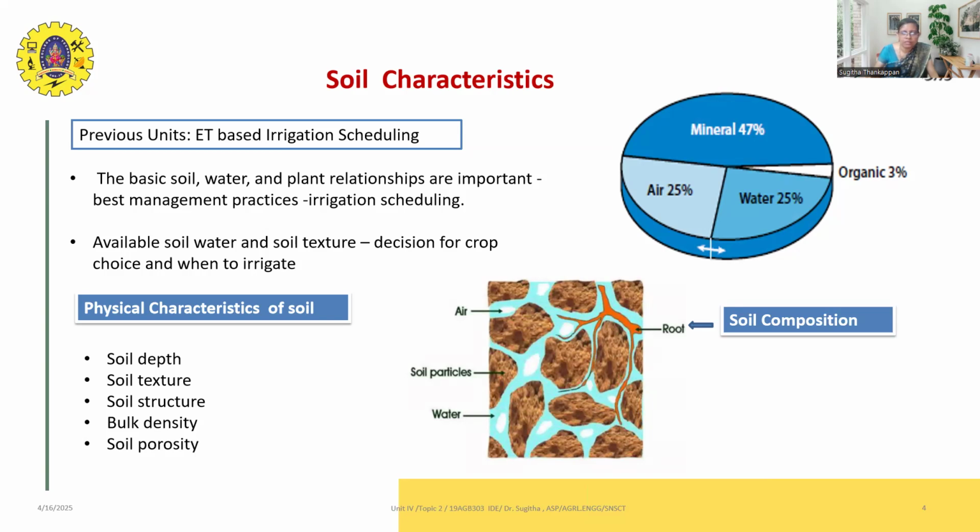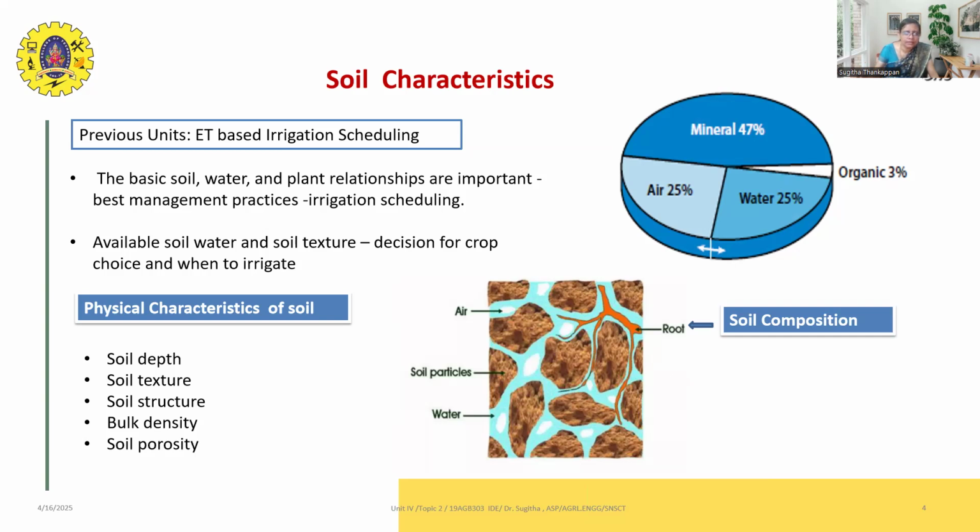Nowadays, many sensors are coming up to automate irrigation of the soil based on real-time monitoring. Available soil water as well as texture go hand in hand, and the water content in the soil is decided by the soil properties, no doubt about that. So if you know the soil properties, you can make your own decision or your own choice of crop, and also you can schedule when to irrigate and when not to irrigate.